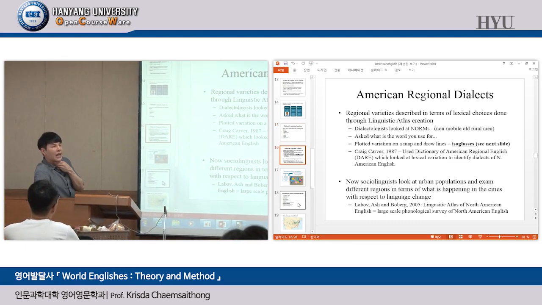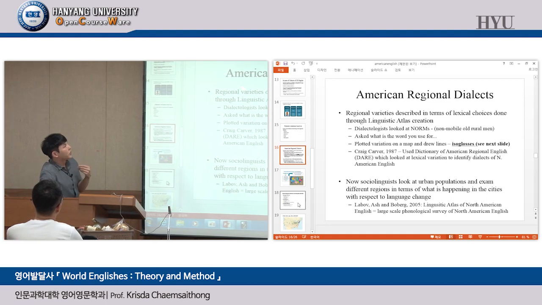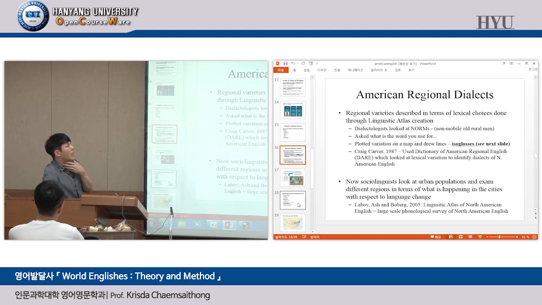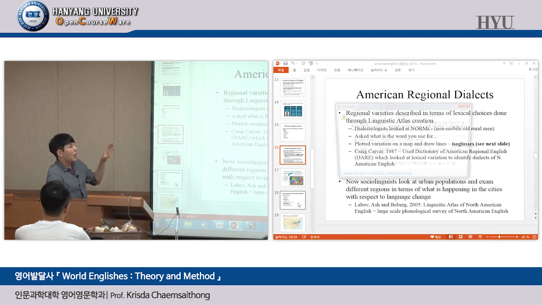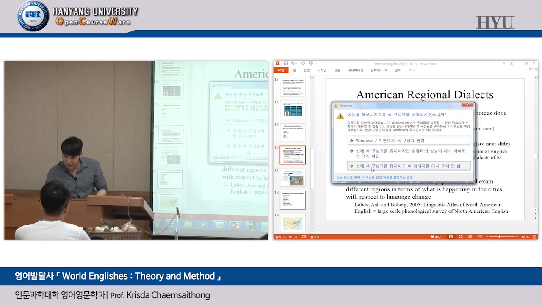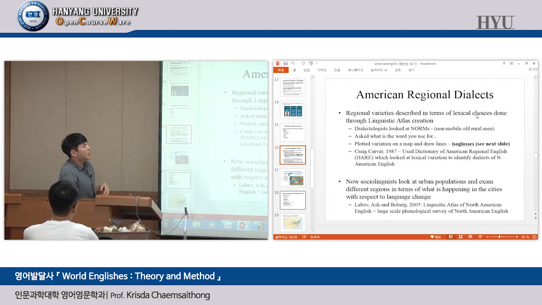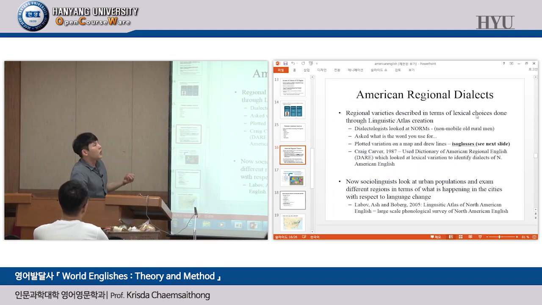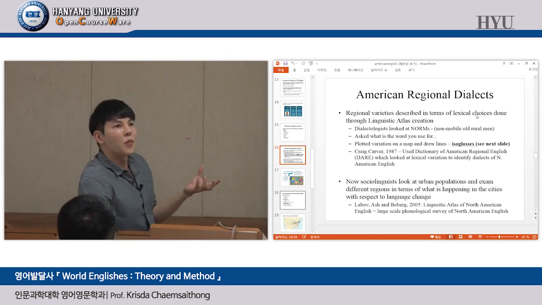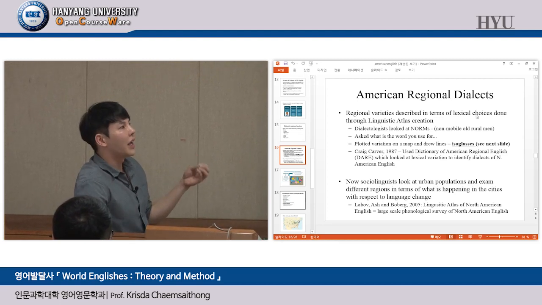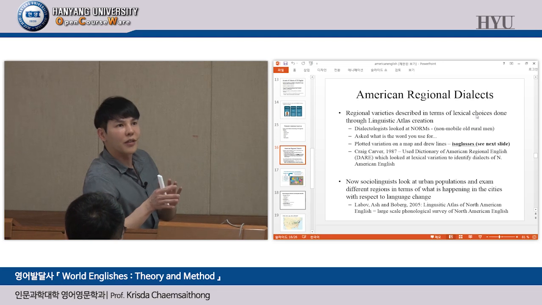To start with regional dialects of American English, regional varieties usually are described in terms of lexical choices. And the dialectologists, people who study dialects based on region, usually plot different kinds of maps to describe regional differences. Dialectologists look at norms, non-mobile or rural men in particular. Why? Because they want to get authentic data. Men speak differently from women.